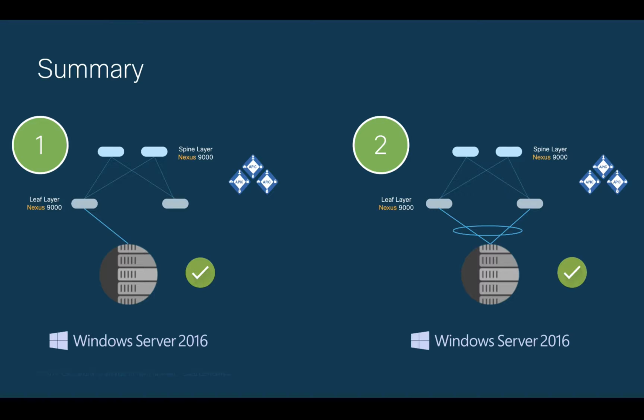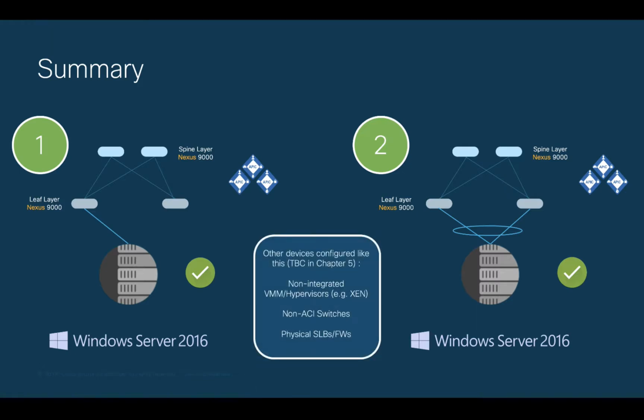These physical network configurations may also apply not only to servers, but also to non-ACI switches, non-integrated virtual environments, and other layer 2 connections like server load balancers, firewalls, and others. So please keep this in mind, as you will be using this every time you connect a new physical device to the ACI fabric. Remember that the physical network configuration is done only once, as most of the changes usually happen at the logical connectivity level.